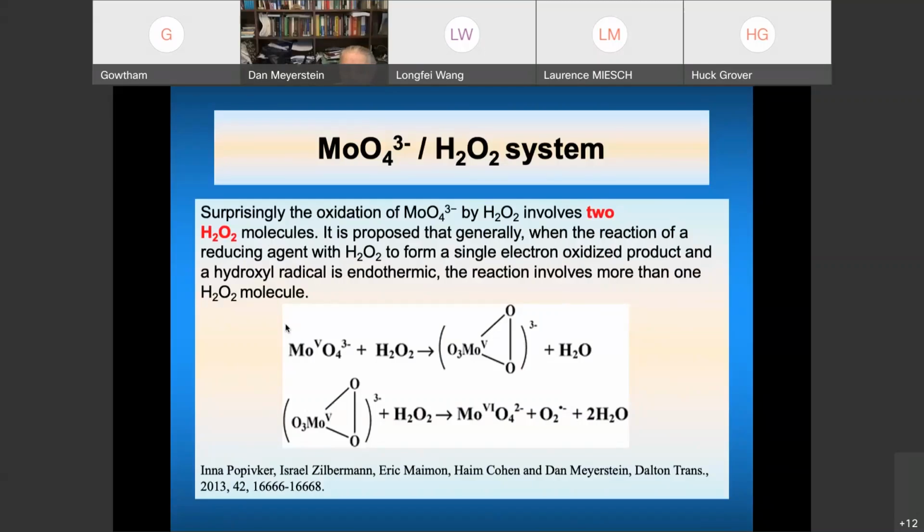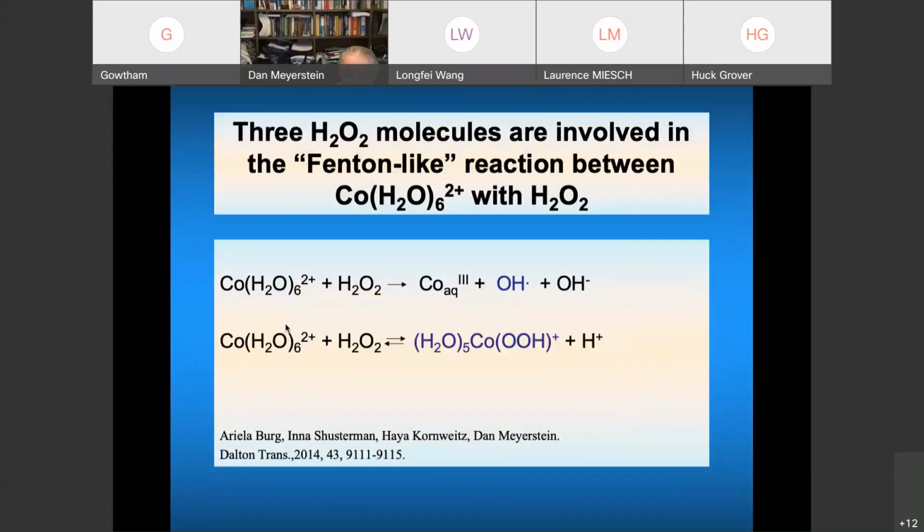Let's say if you take molybdenum 5 oxide and react it with hydrogen peroxide, you first form an intermediate, and this intermediate reacts with a second hydrogen peroxide to form molybdenum 6 as expected and superoxide. In this case, the first hydrogen peroxide is not enough to oxidize the molybdenum. On the next slide, we show that this is more general.